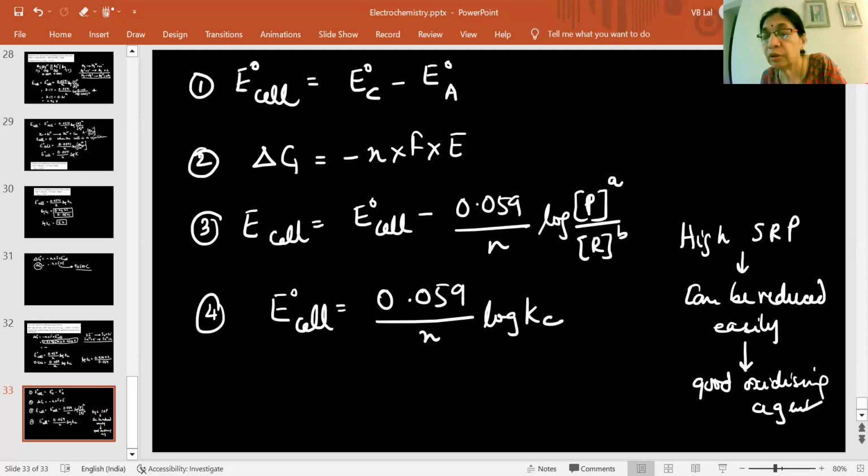So the reactions which have high SRP, those are the ones where your reagent is a good oxidizing agent. And low SRP means good reducing agent. Okay, so that you have to remember. High SRP is a good oxidizing agent, and high SOP is a good reducing agent. Opposite.